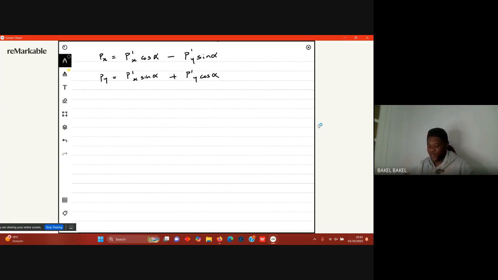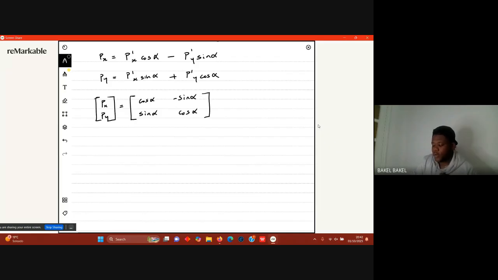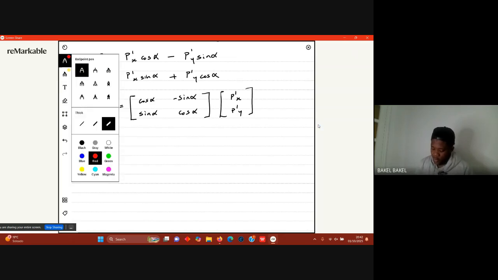I said let's do the matrix now. Px, Py. Don't ask how I got it, but I'll show you why it's correct. It becomes cos alpha, sine alpha, minus sine alpha, cos alpha, times P prime x, P prime y. Now, why is it correct in the first place? That is because, let me get another color.